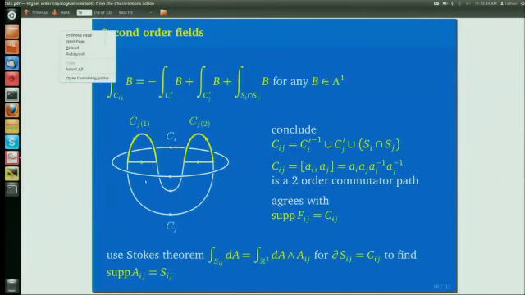Then what you're going to show, using the Stokes theorem, is that the support of Fij would be only on Cij, on these commutator paths, and the support of Aij would be only on the surface which is bounded by Cij. So that concludes the definition of Cij's, Sij's, and Fij's that you were so eager to hear.